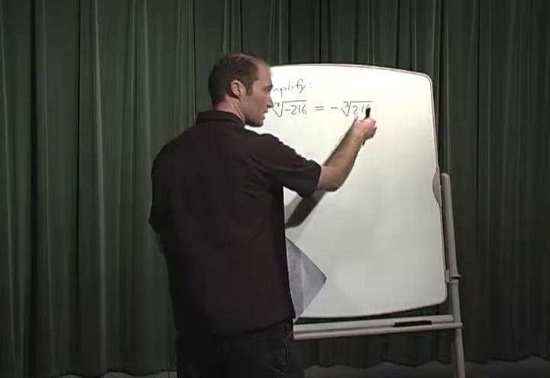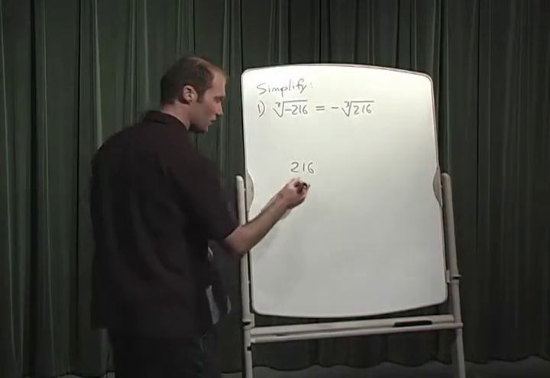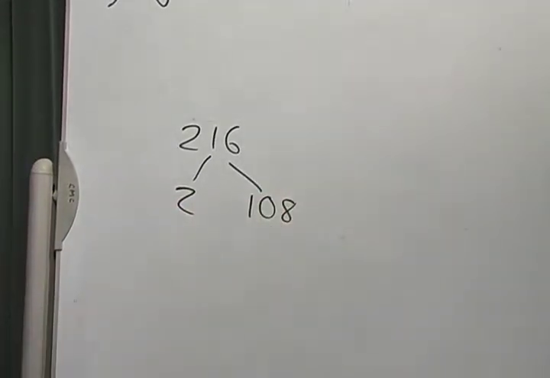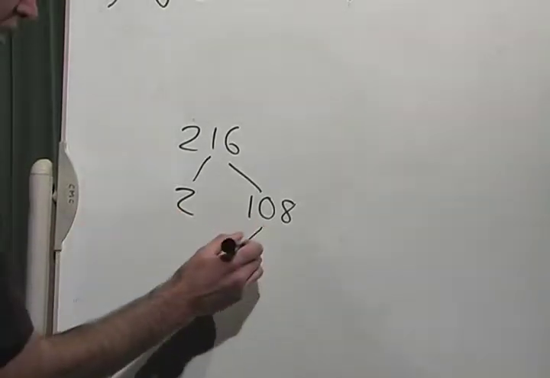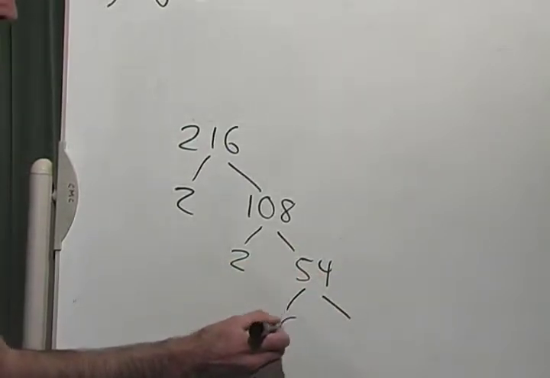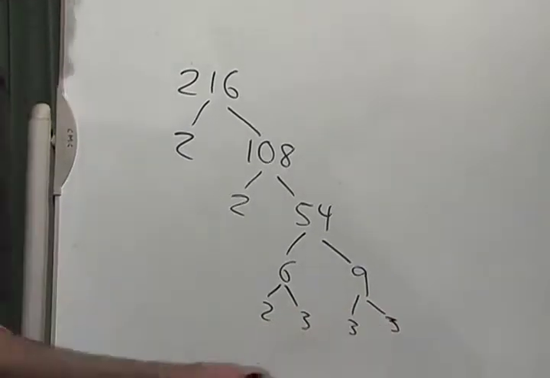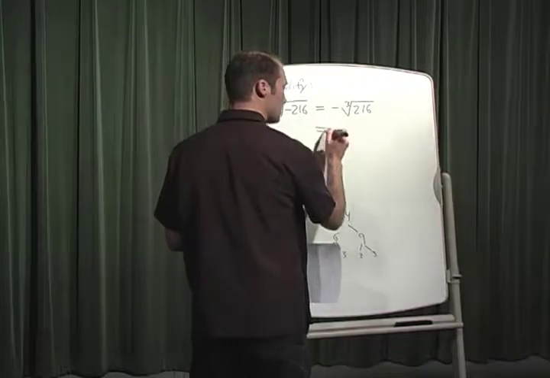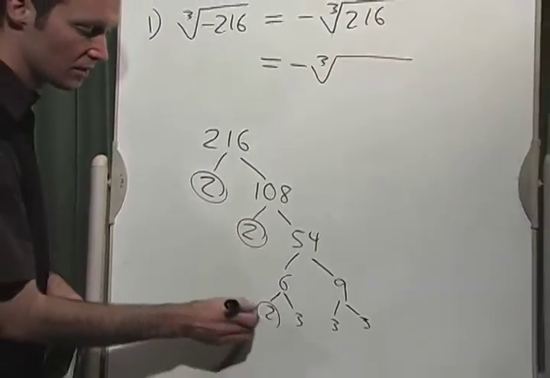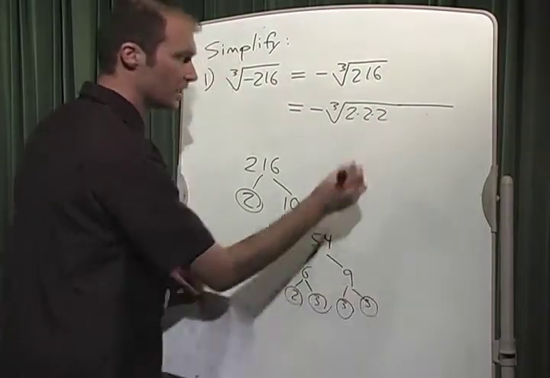Now here's what I'm going to do with 216. I'd like to take some space over here to break this down into its prime factorization. Well, I know that 2 times 108 will give me 216. 2 cannot be broken down any further. 108 can be broken down into 2 times 54. Now 54 is going to be 6 times 9. 6 is 2 times 3, and 9 is 3 times 3. So at the end of the day, what I have is negative the cube root of, instead of 216, I'm going to write 2 times 2 times 2 times 3 times 3 times 3.